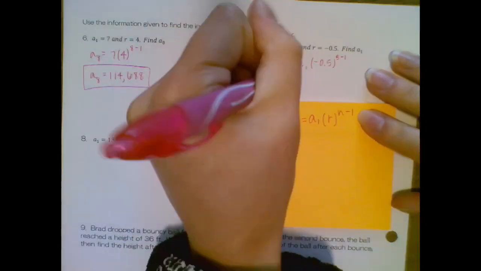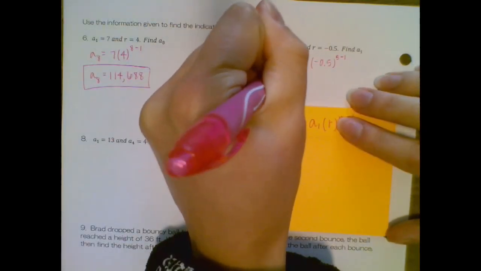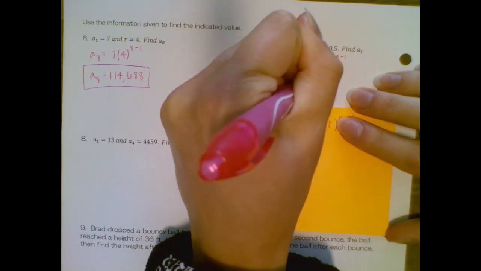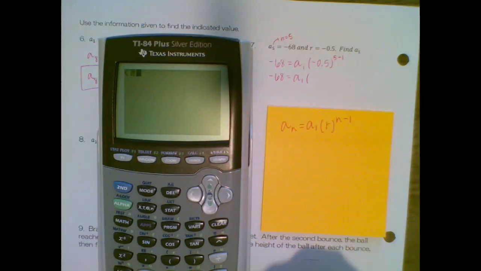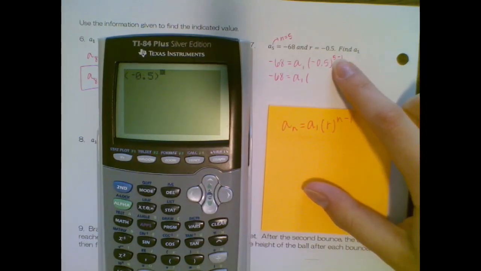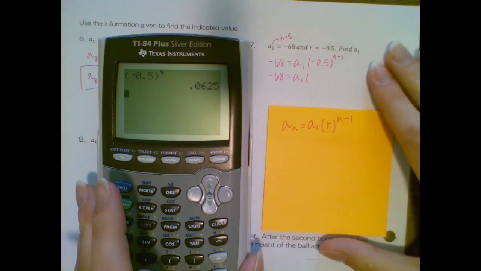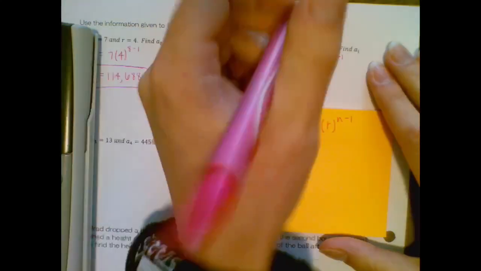All right, so let's simplify the right side of this equal sign. So I have negative 68 equals a sub 1 times, in my calculator, I'm going to do parentheses negative 0.5 to the power of 5 minus 1, which is 4. If you want to type in 5 minus 1, that's fine. So 0.0625.